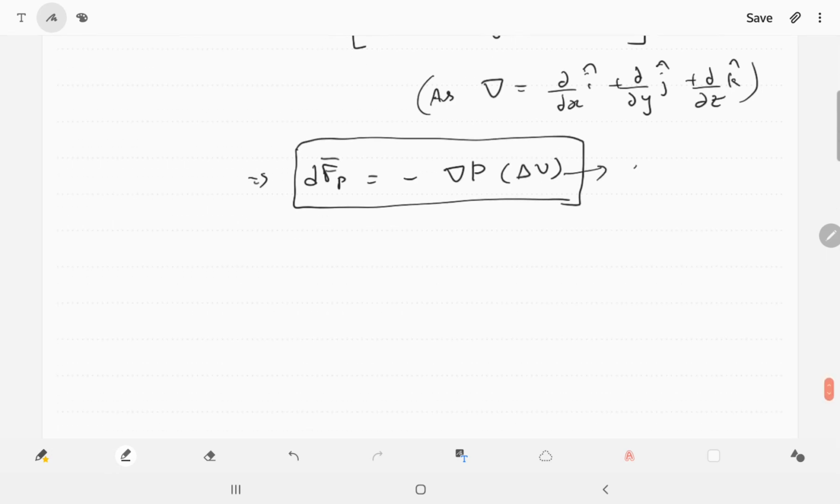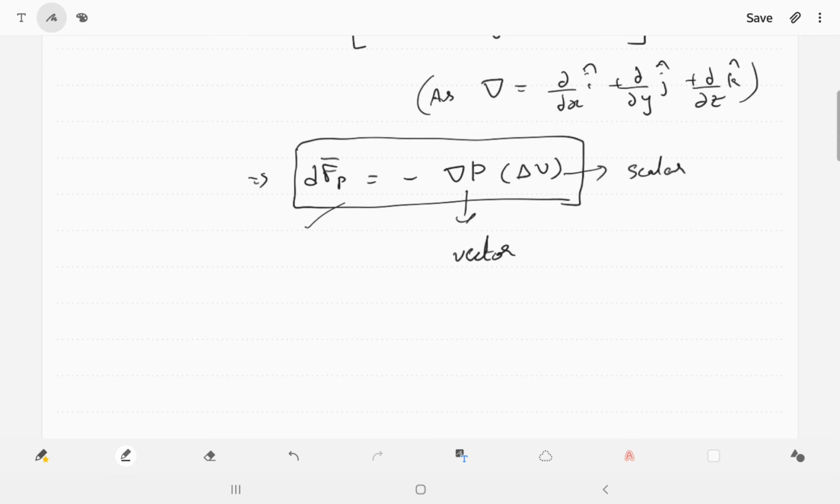Here delta v is a scalar quantity and del p is a vector quantity. So the product of a vector and a scalar gives us a vector. So it is the pressure force acting on the fluid element.